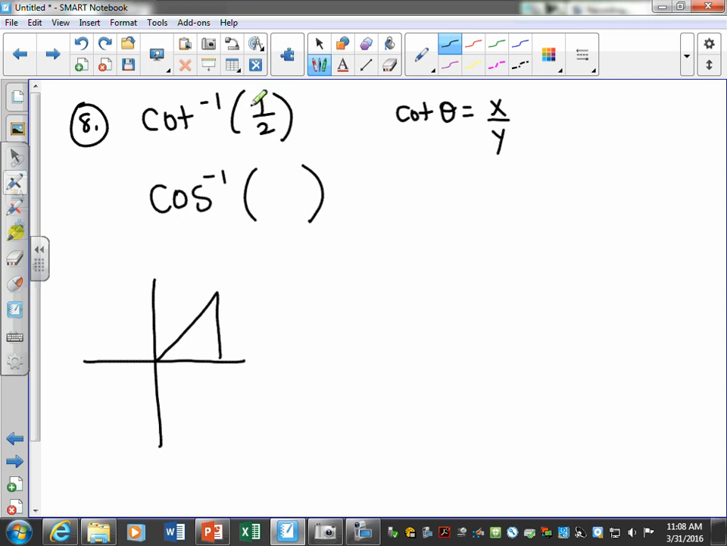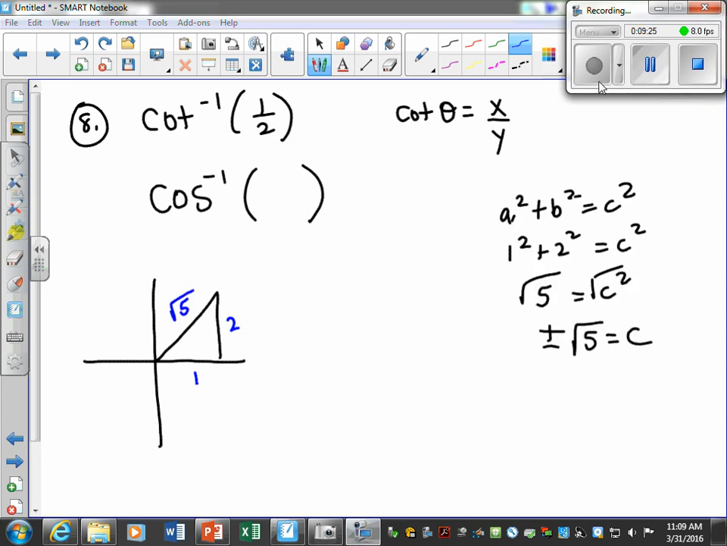So I'm in quadrant 1, my x value is a 1 and my y value is a 2. So I've got to label this. X value is a 1, y value is a 2. How can I find out this missing one? Pythagorean theorem, yes. I'm going to pause it and do that. Okay, good. So some scratch work, which we did previously today. So we have square root of 5.